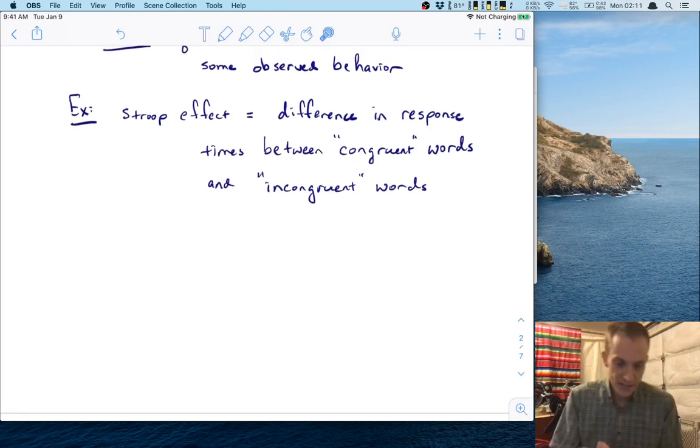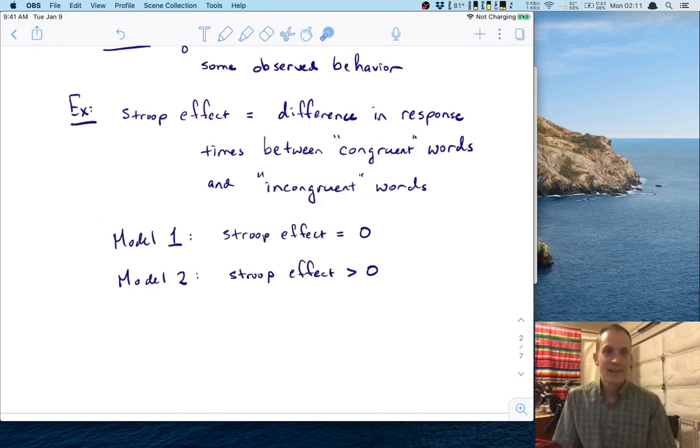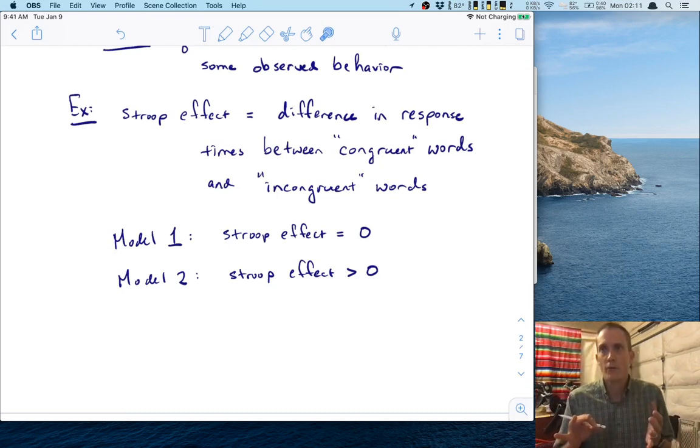Now, why would we do this? Well, if we define the Stroop effect as a number, that then lets us set up models about that number, our best guesses about what that number is. So for example, model 1, we might say the Stroop effect is 0. That is, model 1 is a model that says there is no Stroop effect. It's just the same. There's no difference between them.